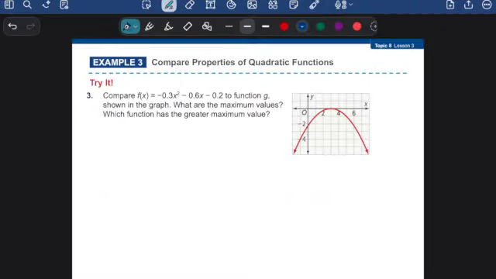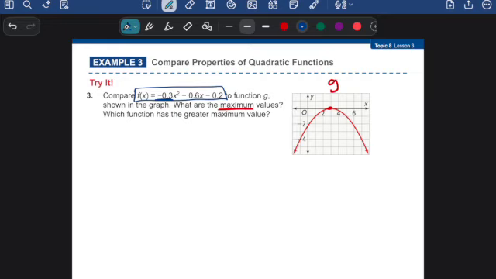Try it number 3. We're going to compare this equation, or function rule for f. We have that function, and compare it to g. G is represented by the graph. So can we talk about maximum values, etc.? Why am I saying maximum? Well, I see in the graph that my parabola is downward facing. I can also see in my equation that I have a negative a value, so I know f of x is also going to be downward facing.